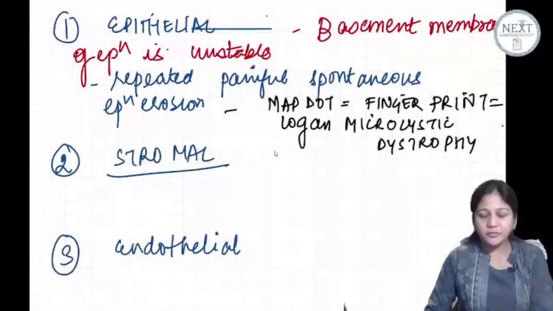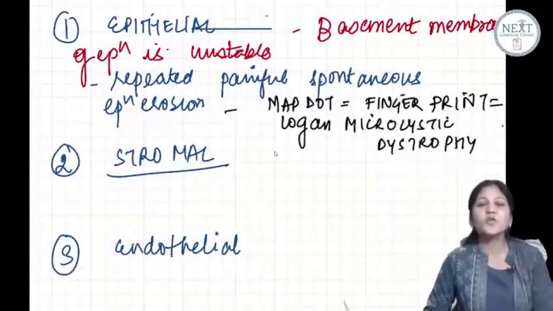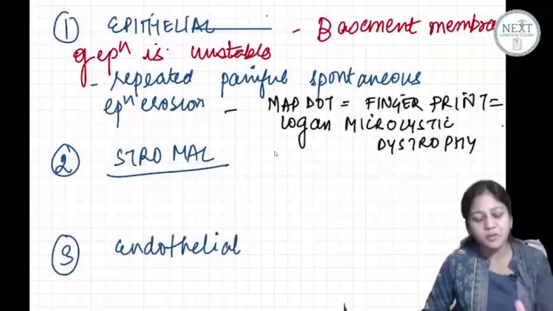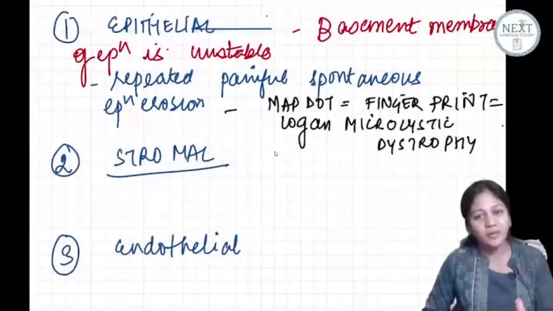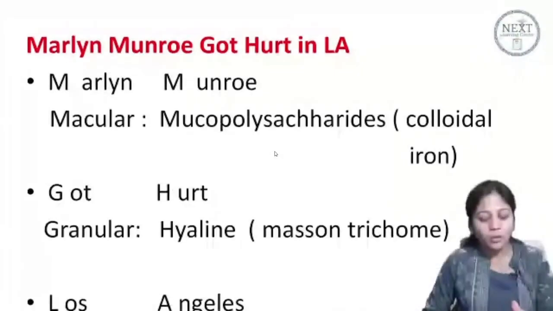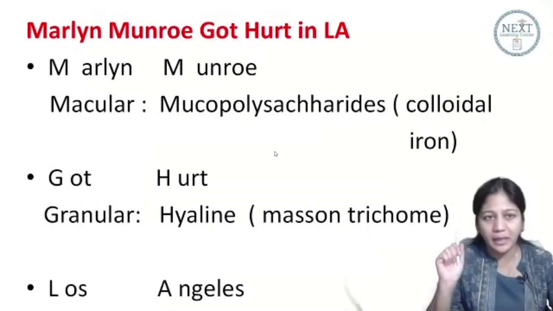Okay? All three of them are the same. Now, to remember stromal dystrophies, we have a very simple mnemonic: Marilyn Monroe got hurt in Los Angeles. First understand it, then I'll give you time to write.